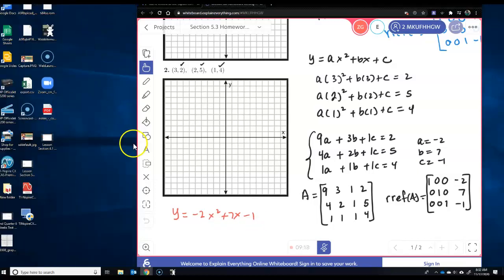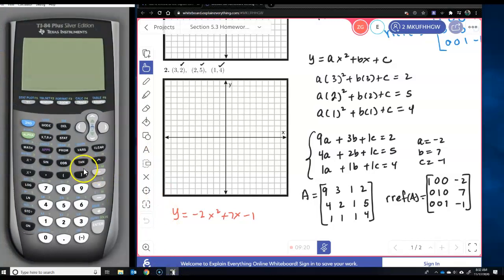So let's go ahead and take out our calculator. So we have y, we go y equals, clear this. So we have negative 2x squared plus 7x minus 1. Look at your table. And we're going to start with negative 1. So we have negative 1. It's going to be negative 10.